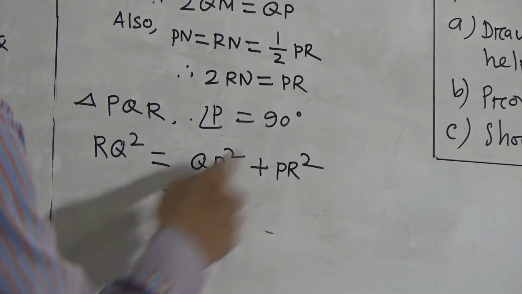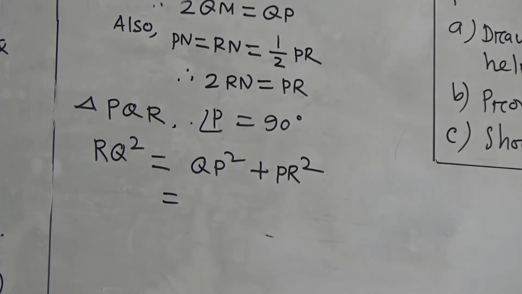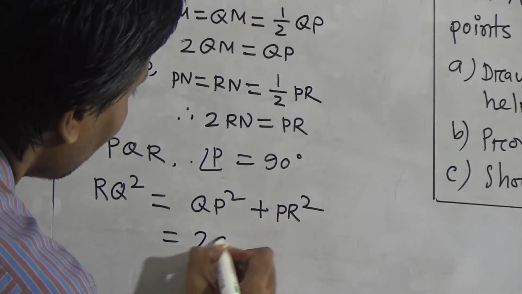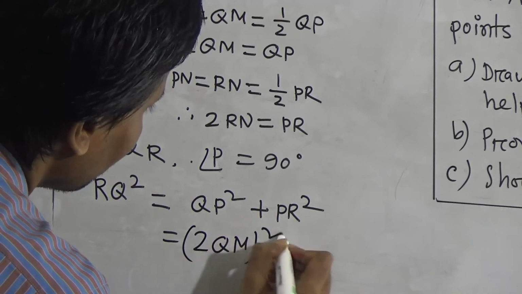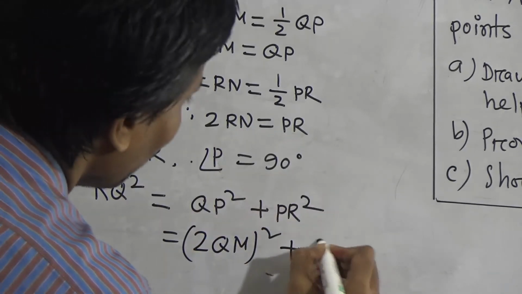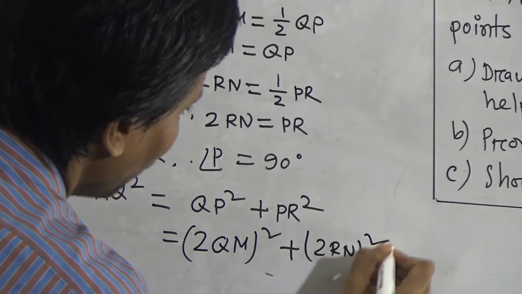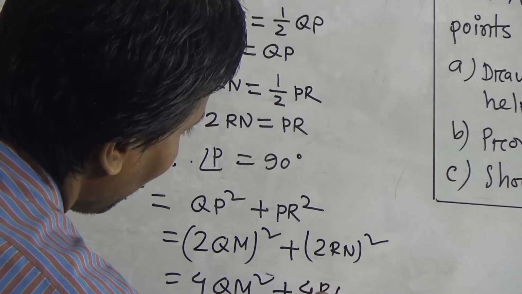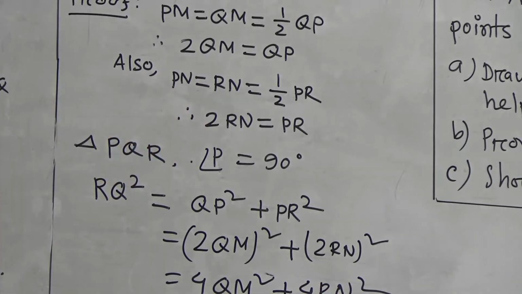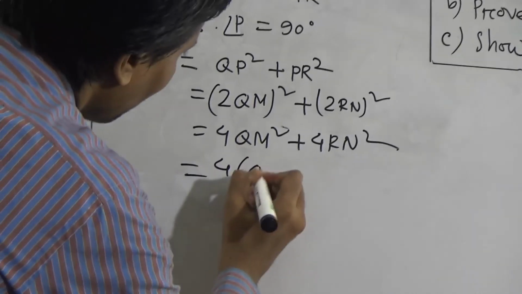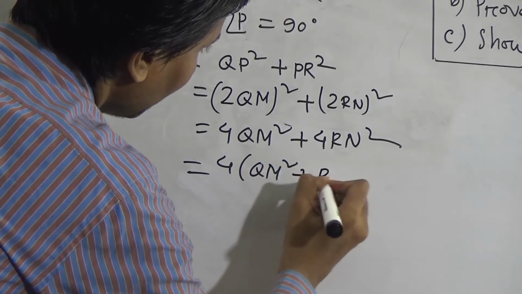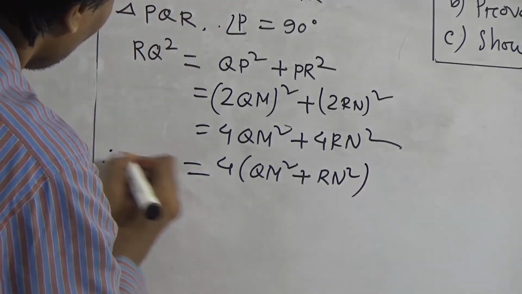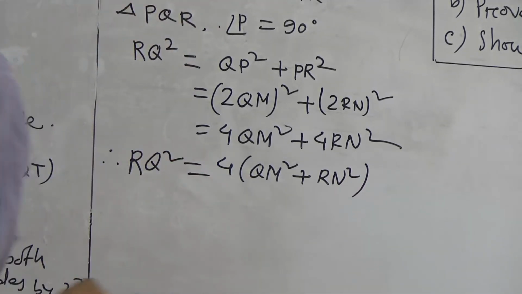Now we have to put the value. QP equal to 2QM, right here, plus PR equal to 2RN whole square. This is equal to 4QM square plus 4RN square. Now take 4 common: 4 into QM square plus RN square. Okay, this is the proof.